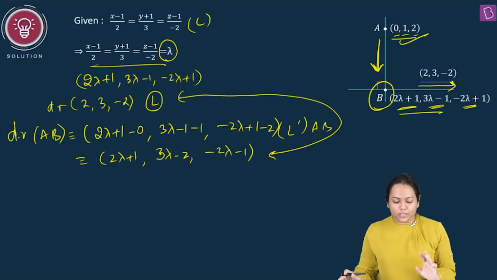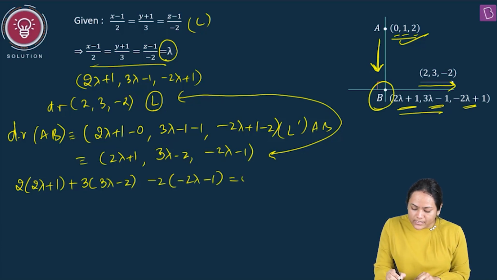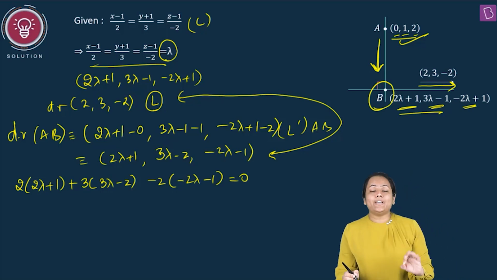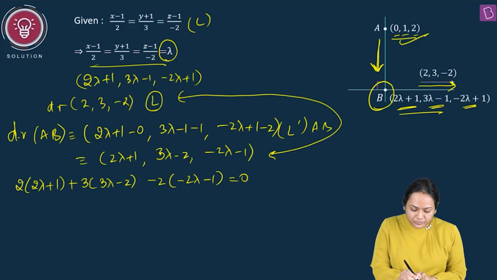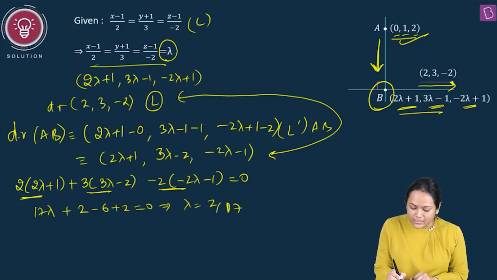Okay, so quickly taking the dot product, I can say 2 multiplied by 2 lambda plus 1 plus 3 multiplied by 3 lambda minus 2 minus 2 multiplied by minus 2 lambda minus 1 is equal to 0. And quickly on solving, we are going to get 4 lambda plus 9 lambda plus 4 lambda. That is 8 plus 9, 17 lambda. Then I'll have plus 2 minus 6 plus 2 is equal to 0. That means the value of lambda is 2 by 17.